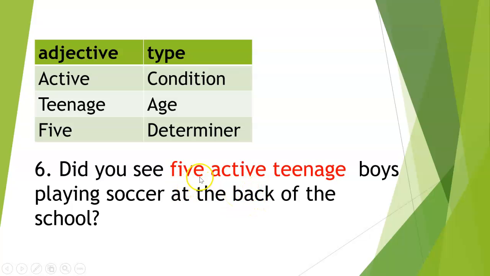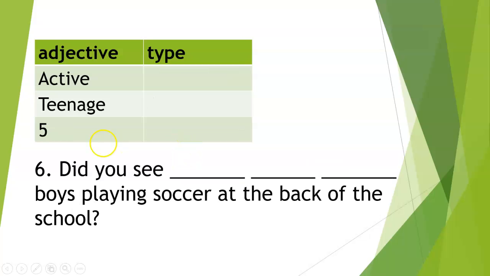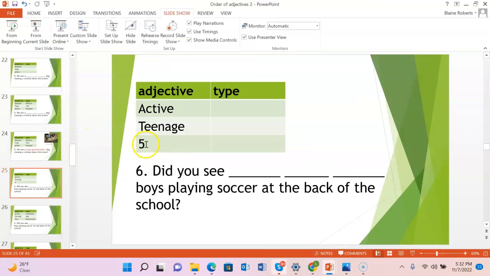So 5 is a determiner. So any number again like some, and, the, or a number like 5 would always be at the very beginning of the adjectives. Now I'm just going to check something here. They should match, right? So I'm going to put 5 there.